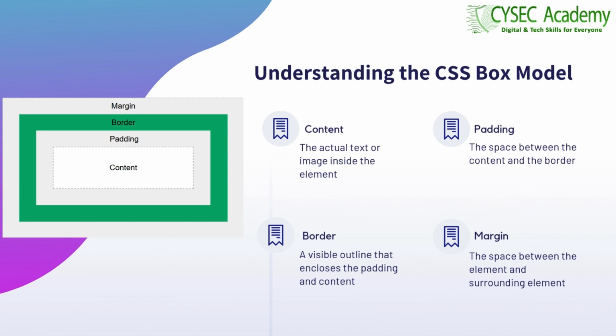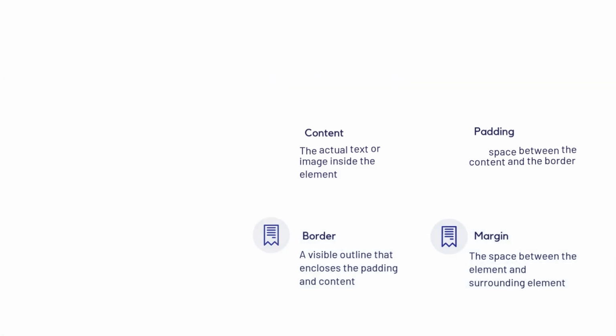1. Content. The actual text or image inside the element. 2. Padding. The space between the content and the border. 3. Border. A visible outline that encloses the padding and content. 4. Margin. Space between the element and surrounding elements.